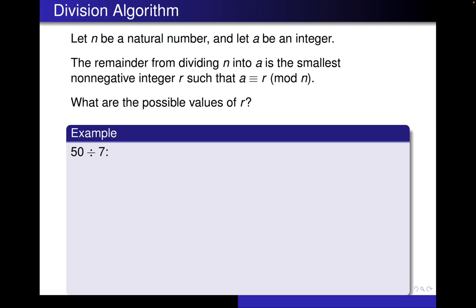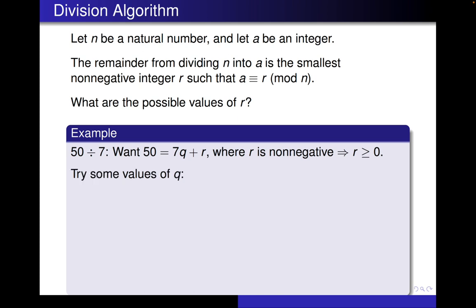Alright, so let's see what happens when we take 50 divided by 7. You could probably figure out the quotient and remainder for this one pretty quickly, but let me go through a slightly longer process so we can find some patterns in trying to find the right quotient and the right remainder. So, we want 50 to be 7 times q plus r, where r is non-negative and as small as possible. It's non-negative, so automatically we know that r is greater than or equal to 0. That's just imposed by the rules that we made for ourselves for remainders. Those are self-imposed rules. So let's go ahead and try some values of q and see why they are or are not good quotients that give us good remainders.